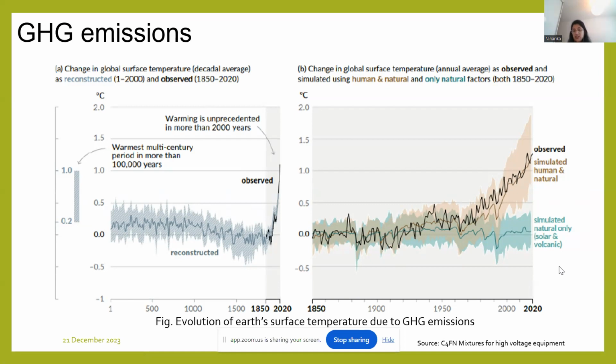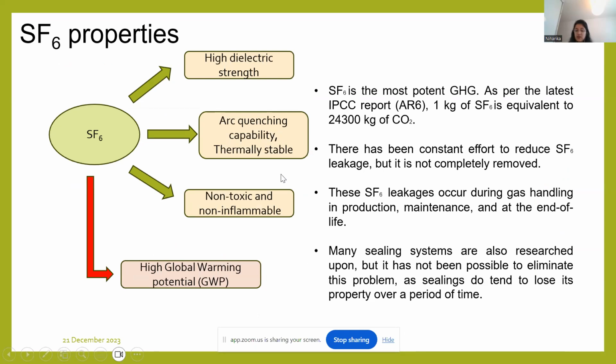SF6 has high dielectric strength, arc quenching capability, is thermally stable, non-toxic, and non-inflammable. However, a main drawback is the high global warming potential. So, as I've already told, it's 24,300 as compared to CO2. So there has been effort to reduce the leakage.